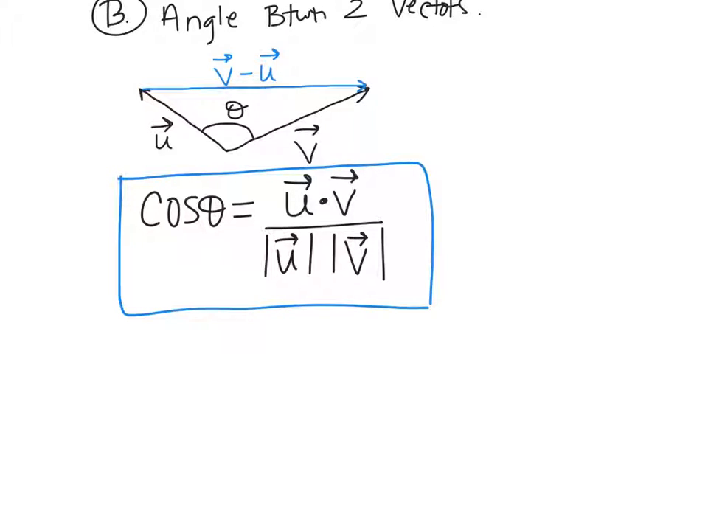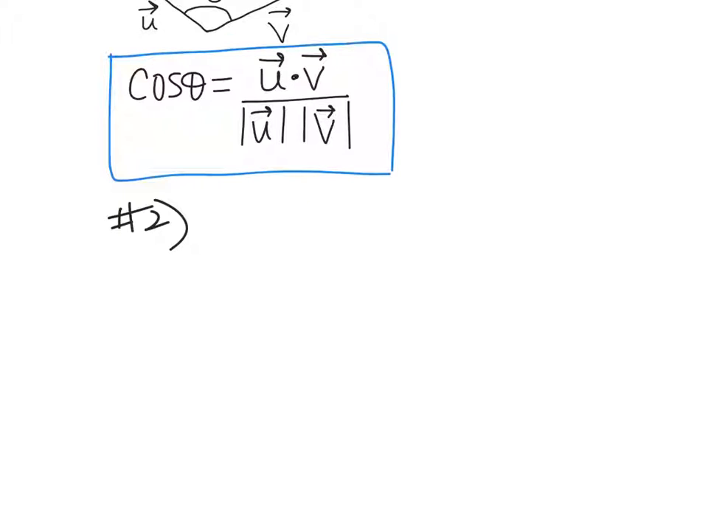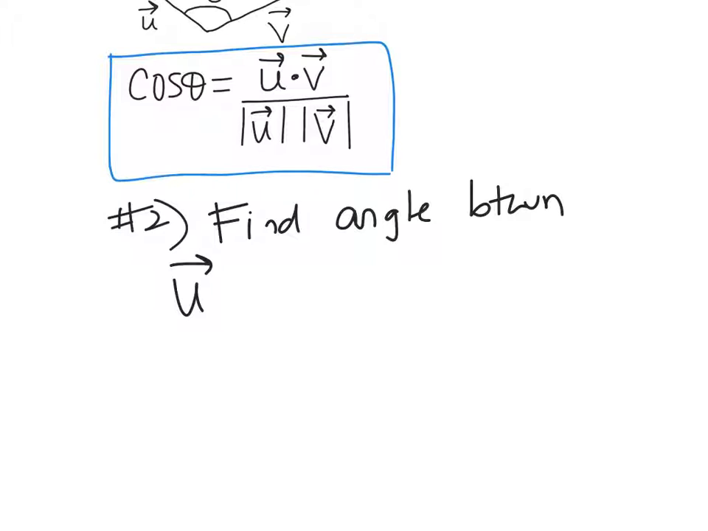Here we go. Number 2. And this is the last one of the day. This is going to be an easy lesson for your weekend. We're going to find the angle between vector u, which is 4, 3, and vector v, which is 3, 5.